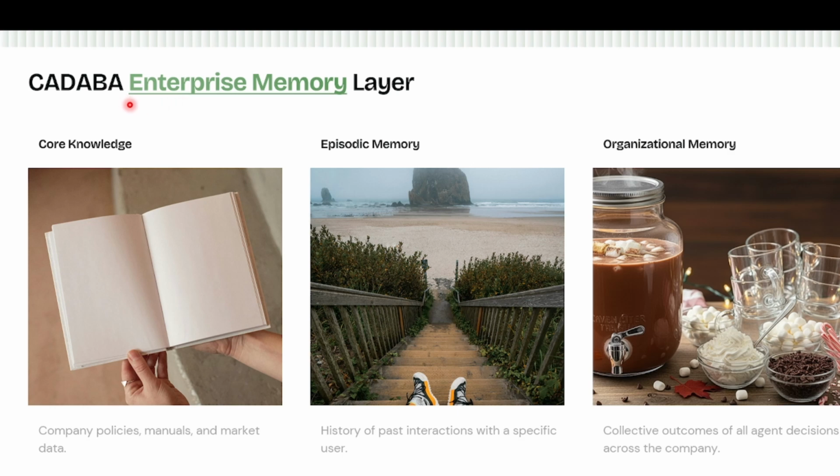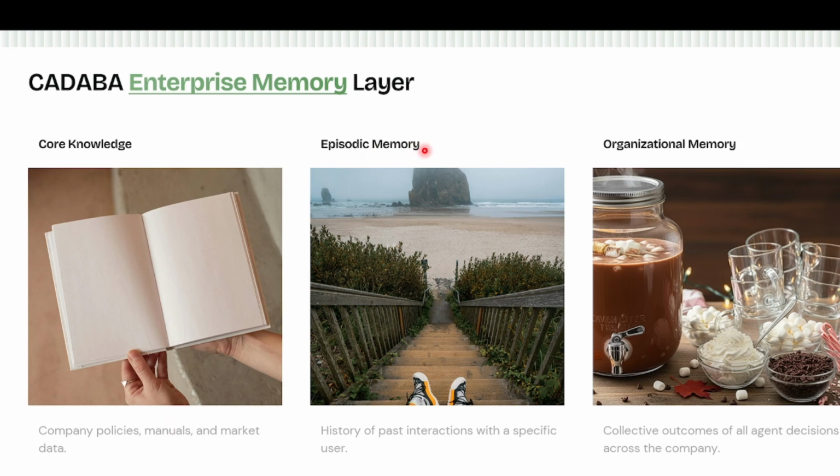Then the next thing we have on this slide is the Enterprise Memory layer. For the Enterprise Memory layer, we have the core knowledge layer, which is where you store all the company policies, manuals, and market data. Okay, it can be files. This database can be in the form of files, maybe a document. So you can use blob storage or file storage to store files. SharePoint can be used, or a Lakehouse, or Azure Cosmos DB for storing documents or JSON format data. So these are document storage per se.